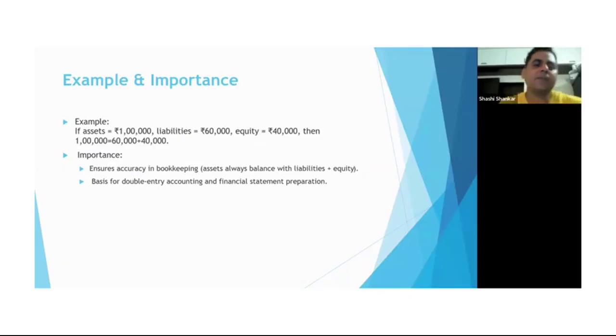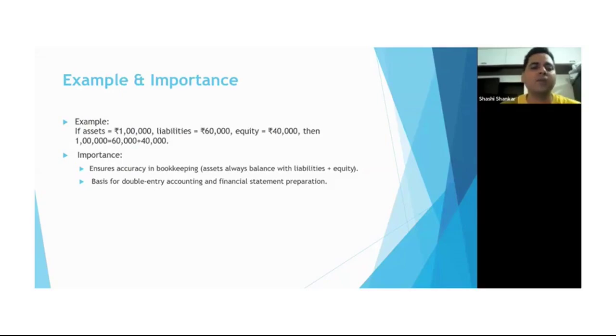In some scenarios, suppose the equity amount is there, the asset amount is there, however the liability is not there. Then how do we get the value of the liabilities? The formula would be liability is equal to asset minus equity. So one formula is asset is equal to liability plus equity. However, if we have to identify liability, liability is equal to asset minus equity. So 1 lakh minus 40,000 is equal to 60,000, that is the liability.